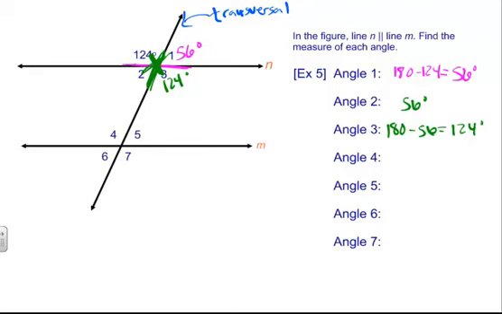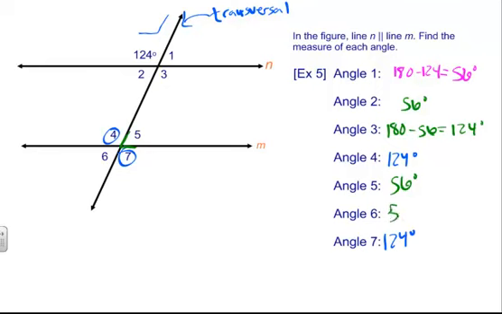And doesn't this right here kind of look 124? Doesn't this look like this angle here? Number 4? Yeah, they're the exact same angle. They're called corresponding angles. Okay, corresponding angles. So angle 4 is 124 degrees. If we know angle 4, we know angle 7 because they're vertical, right? 124 degrees. And if we know angle 1, we also know angle 5. So if angle 1 is 56 degrees, that means angle 5 is 56 degrees. And angle 6 is 56 degrees.